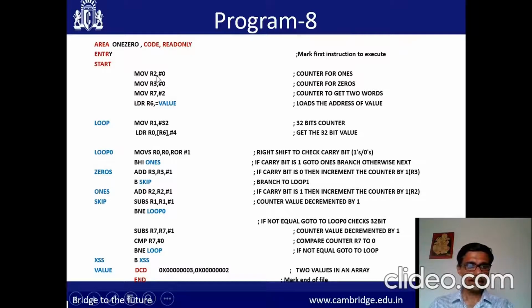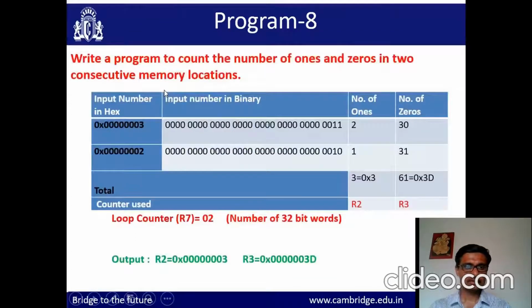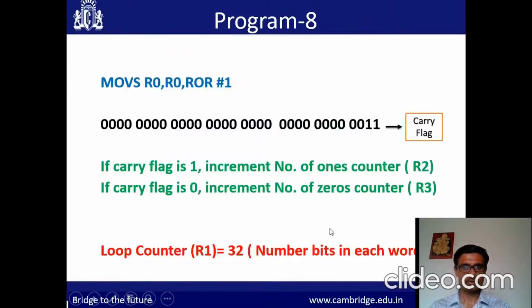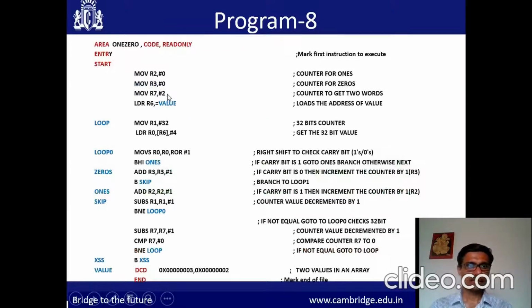Here, as I said, initially we use two counters, R2 and R3. R2 is the number of ones counter and R3 is the number of zeros counter. So both are initialized with 0. Then R7 is a loop counter. It should be initialized with 2, because there are 2 words. So it is initialized with 2.